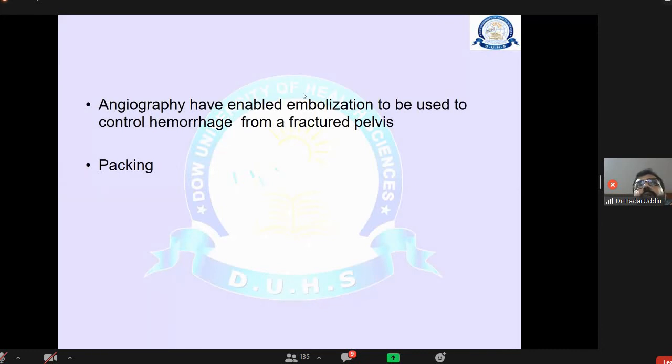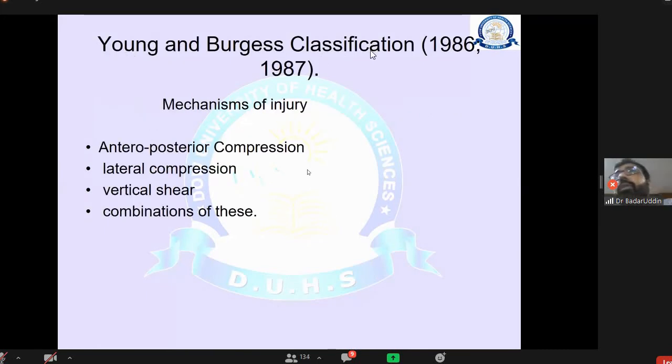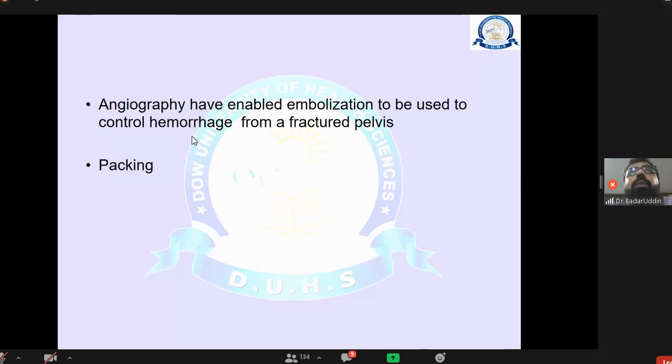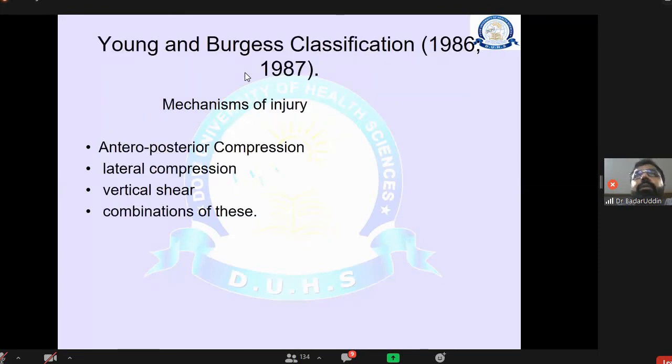Angiography has enabled embolization that can control the bleeding in fracture pelvis. So these are the methods we discussed previously. Whenever you see a fracture, you need to decide which type of fracture or injury it is. It's very easy. If you see these slides, you will be able to identify the injury mechanism. For example, somebody is standing and something hits from the front. It will create an injury from anterior to posterior, so that is called anterior-posterior compression injury.